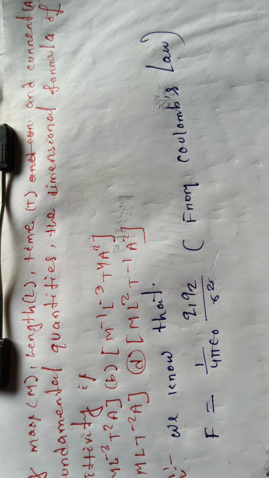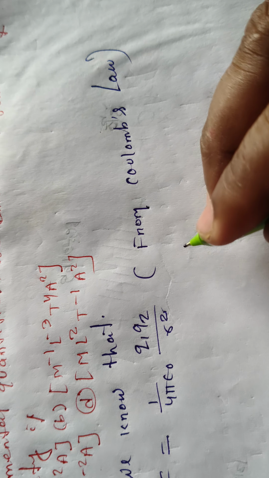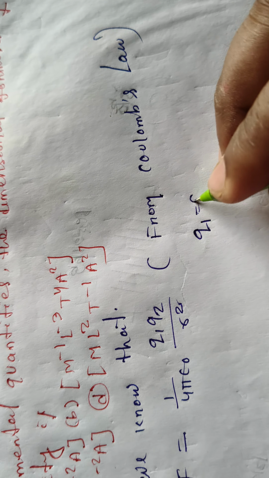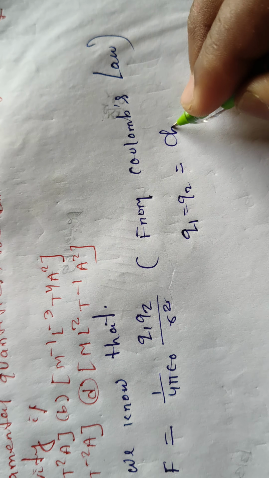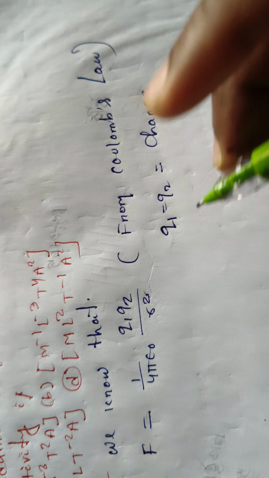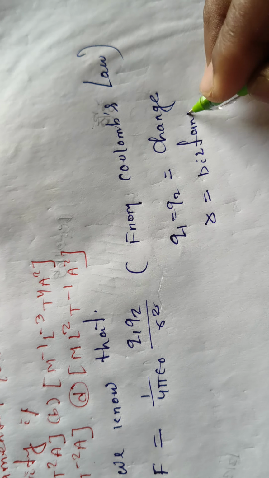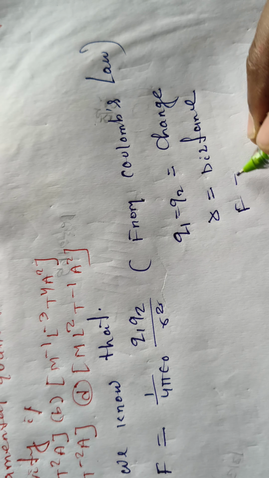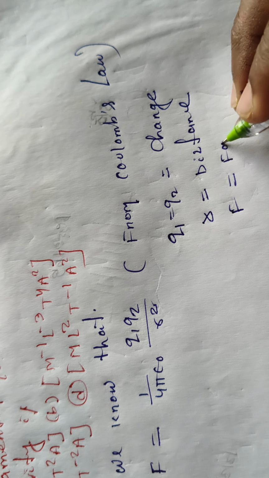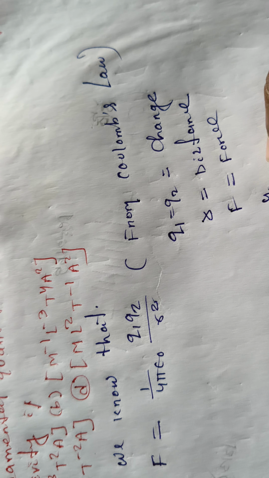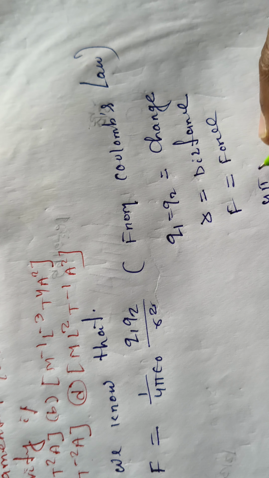So q1 equal to q2 equal to charge, r is equal to distance, F equal to force, 4 pi equal to constant.